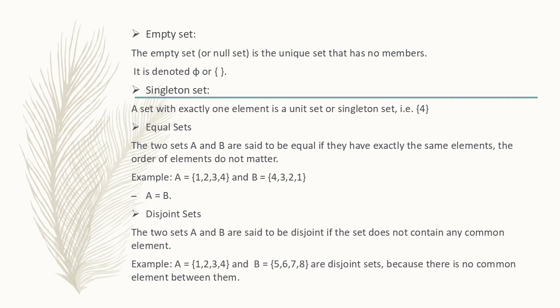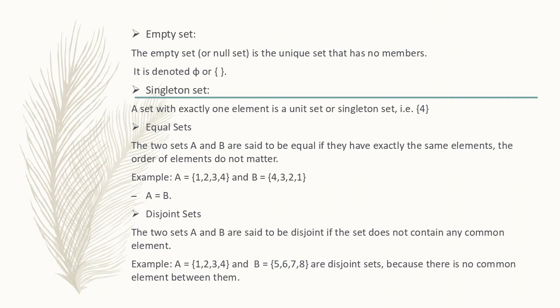Empty set. The empty or null set is a unique set that has no members. It is denoted by phi or empty curly brackets. Singleton set has only one element or one member. For example, here we write it as 4. We can also write other alphabets like A, B, C, but only one can be written in the singleton set.